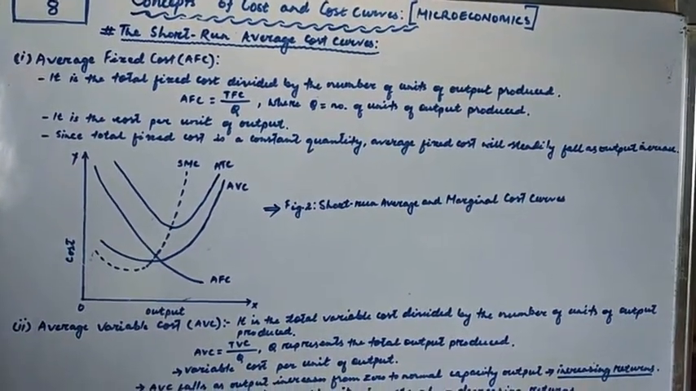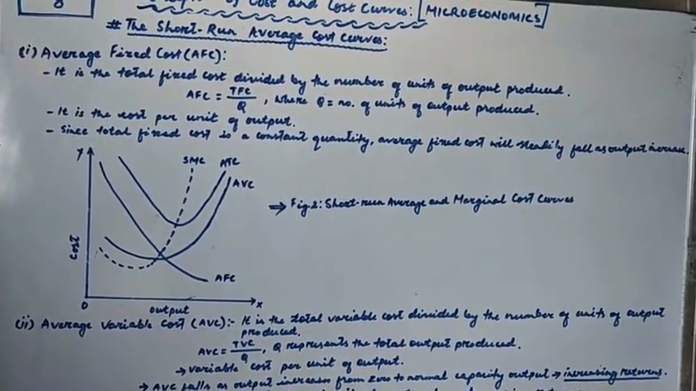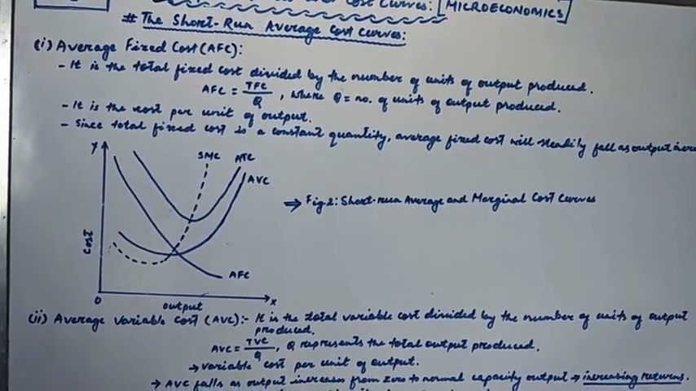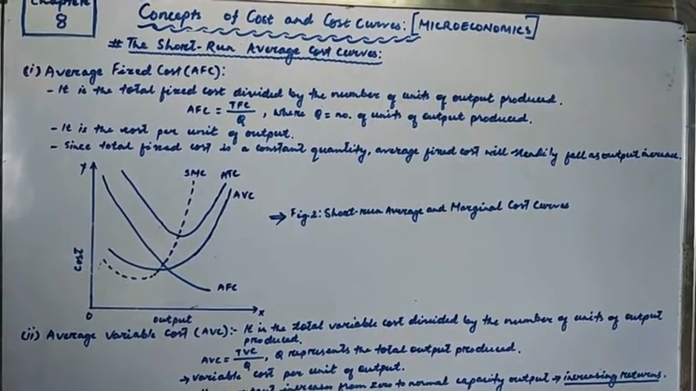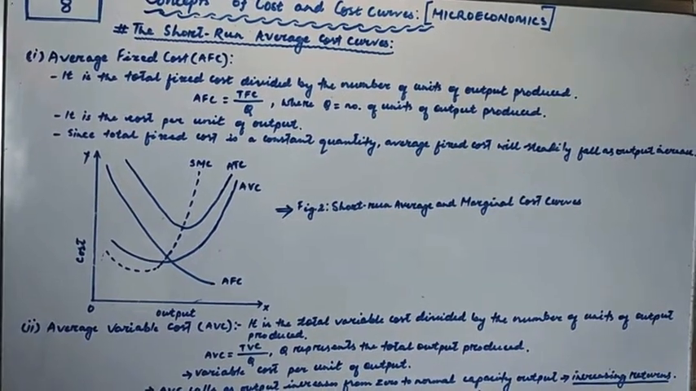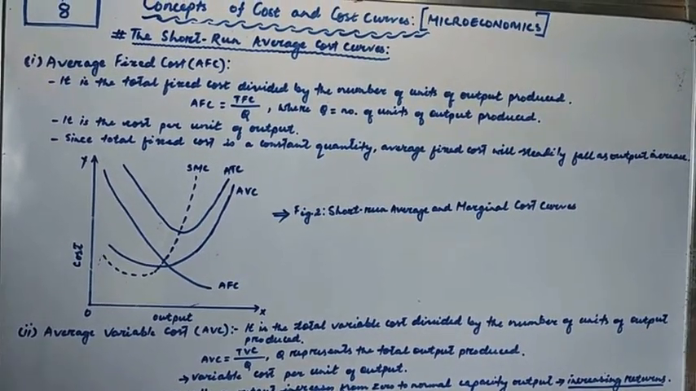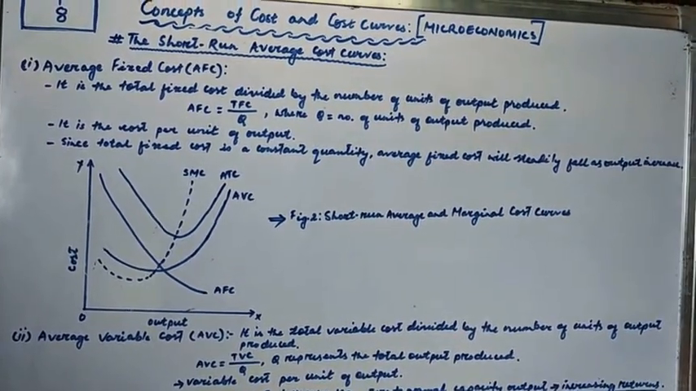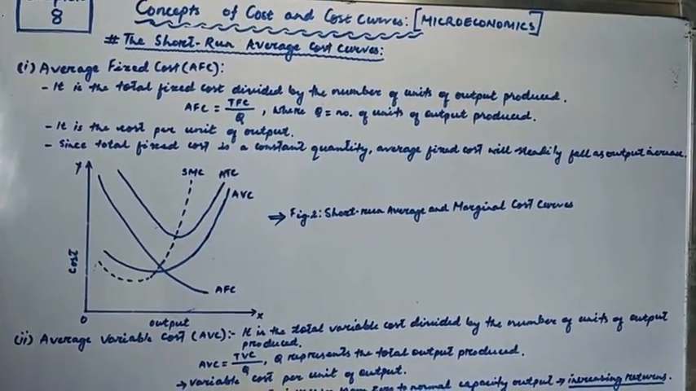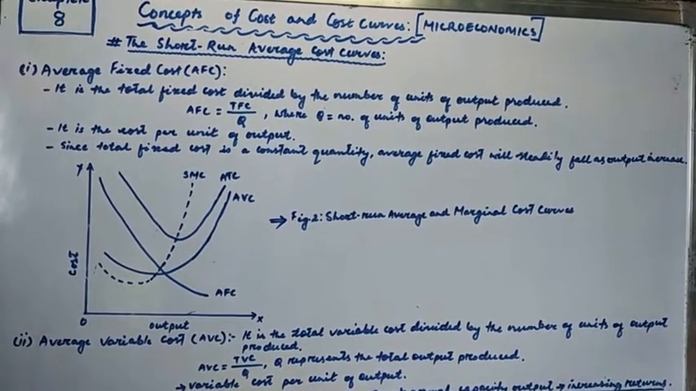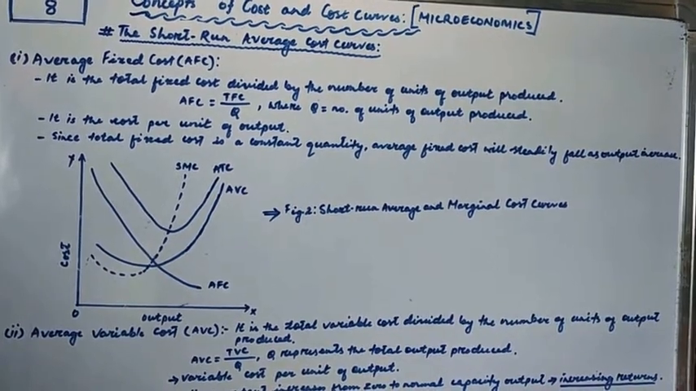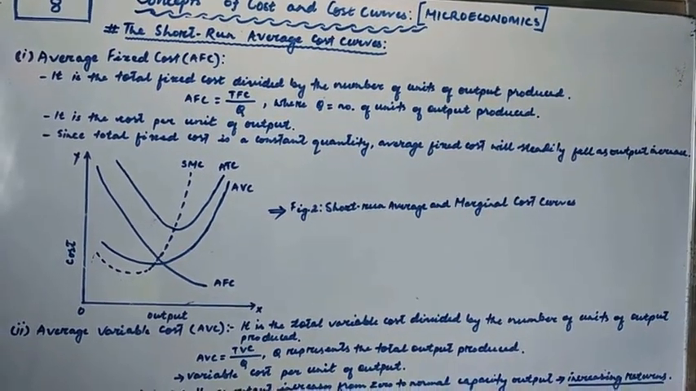In the previous class, we discussed total fixed cost, total cost, and total variable cost, and those all come under short run cost. So today again we are going to discuss the short run average cost curves. In the previous class we just discussed the total cost curves of the short run, but now we are going to discuss the average cost curves when it comes to the short run cost.